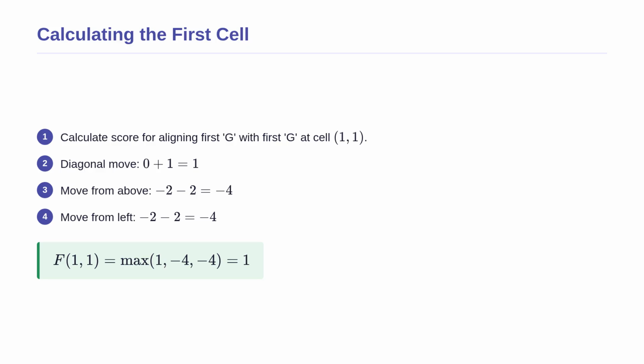Now that our boundaries are set, let us calculate the score for aligning the first G with the first G. We check our three directions. The diagonal move comes from the top left cell, which is 0, plus our match score of 1, giving us 1. The move from above is -2 plus the gap penalty of -2, giving -4. The move from the left is also -4. The maximum of these three options is 1. So we place a 1 in this cell. This tells us that starting with a match is the best possible first step.